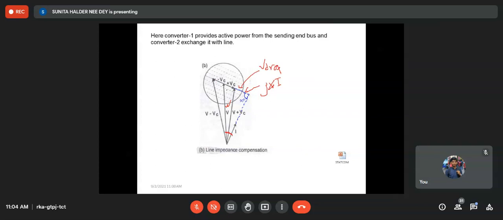Now if we add in phase with the V drop, then we can increase the line impedance. If we add out of phase with the V drop, then we can compensate the line impedance. So in that way, it can be used as line impedance compensation or series compensation, both on the inductive side and the capacitive side, but we use it for the capacitive side.